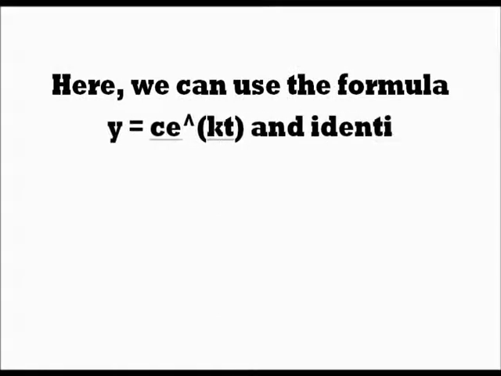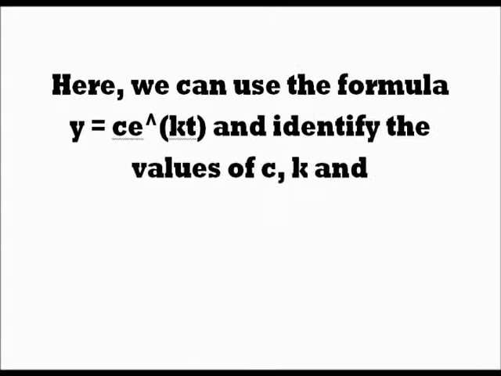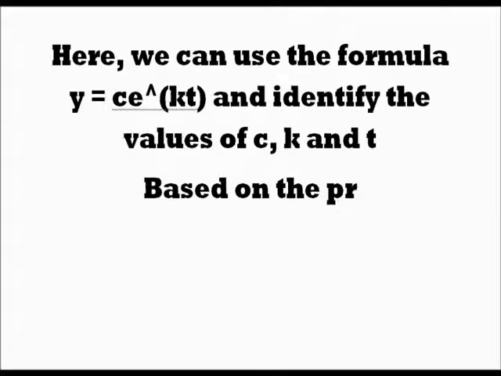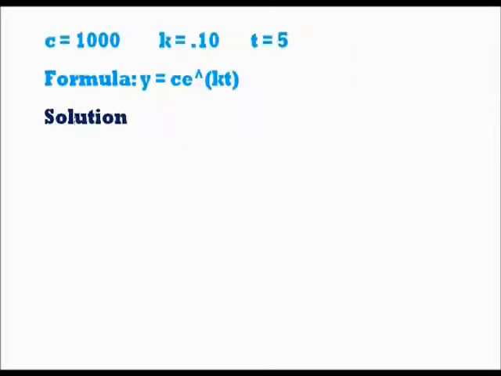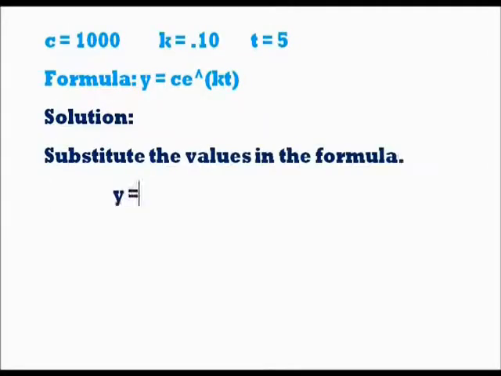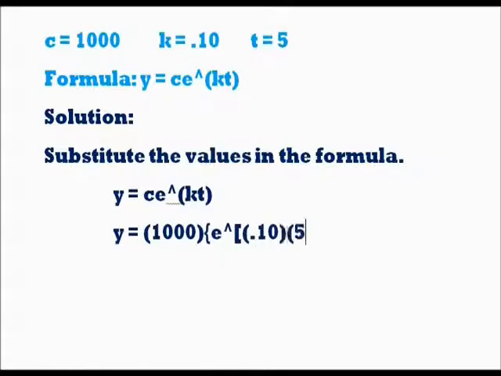Here we can use the formula y equals c times e raised to kt and identify the values of c, k, and t. Based on the problem, we find that c is equal to 1000, k is equal to 0.10, and t is equal to 5. Solution. Substitute the values in the formula. Simplify further.